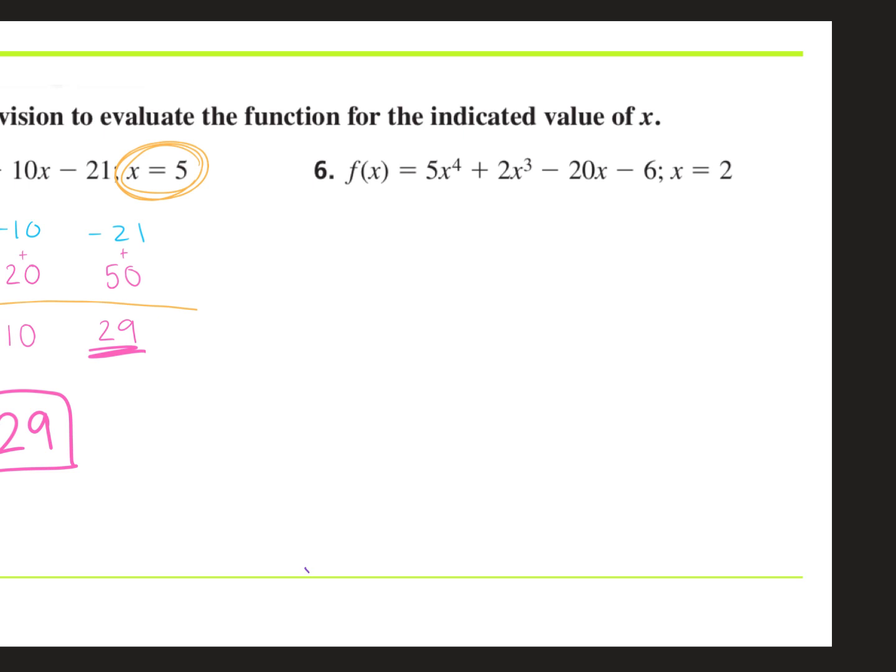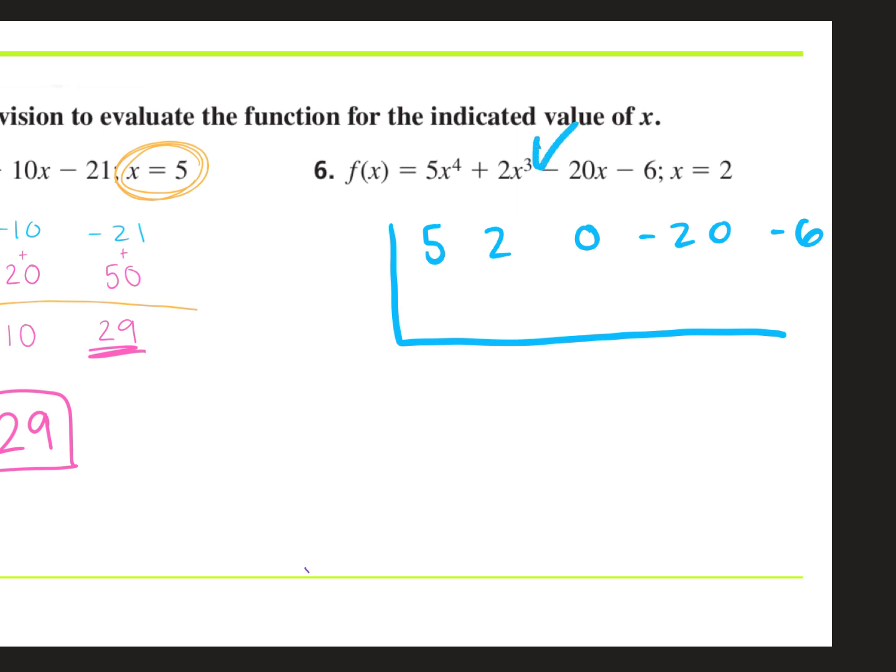Let's look at number 6. What's going to go inside the box? So perfect. We're missing that x squared, so I have to put a 0x squared there. So like Logan said, we put 5, 2, 0, -20, and -6. So don't forget about that 0. If you skip the 0, your answer is going to be wrong. So don't forget to put that 0 there. What's going to go outside the box? 2. Since it says equal to, we don't change the sign.